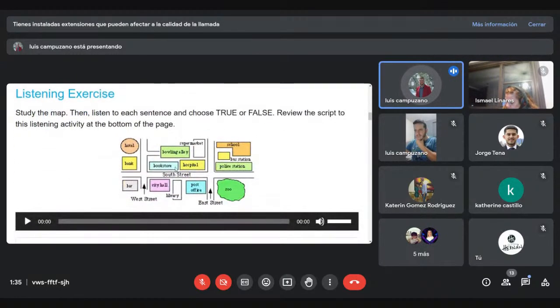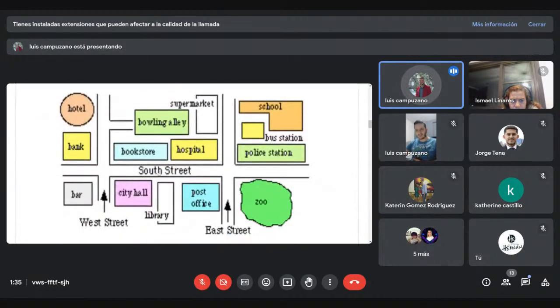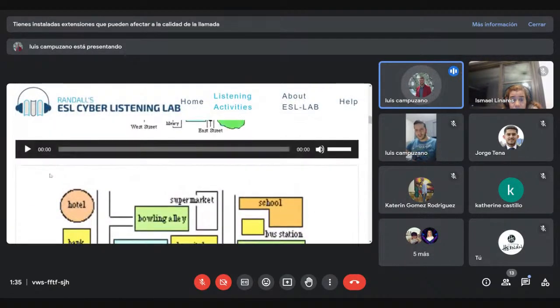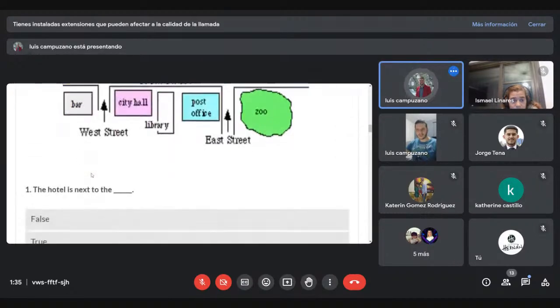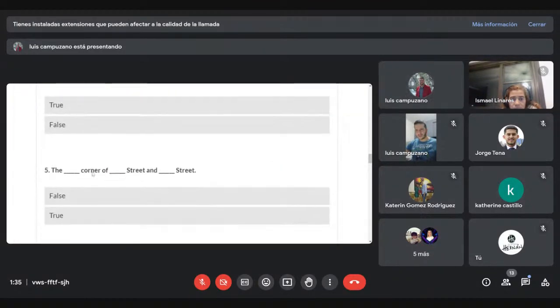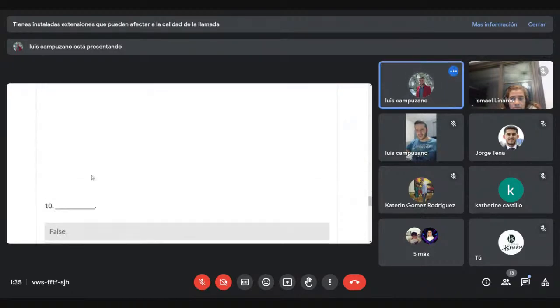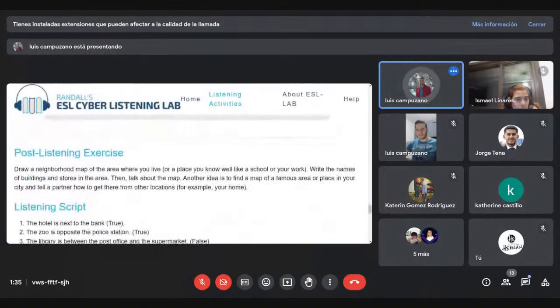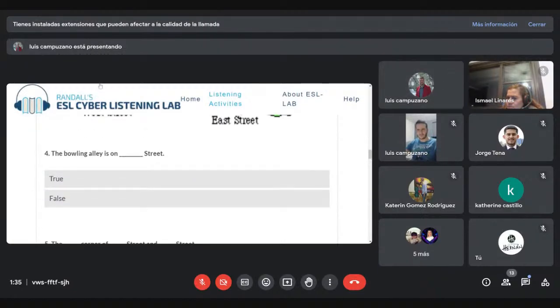All right, so here we're going to look at this map, and then you're going to listen to each sentence and choose true or false. Here you have the map. And here you will press play. Number 1, the hotel is next to the bank. And then you have to look at the map. Number 2, the zoo is opposite the police station. And at the bottom, here we have the script.